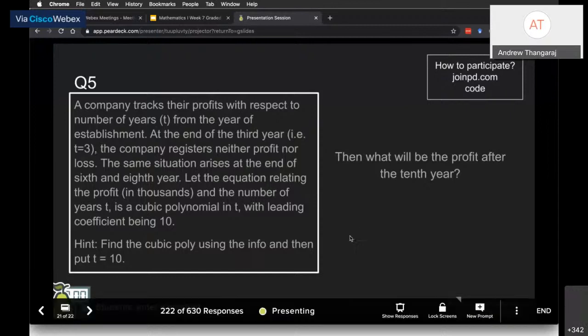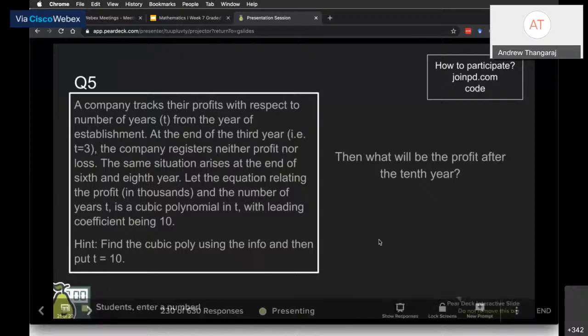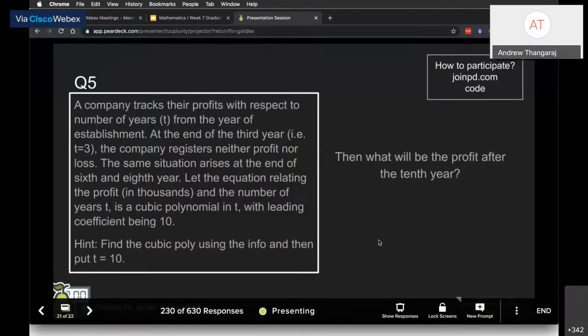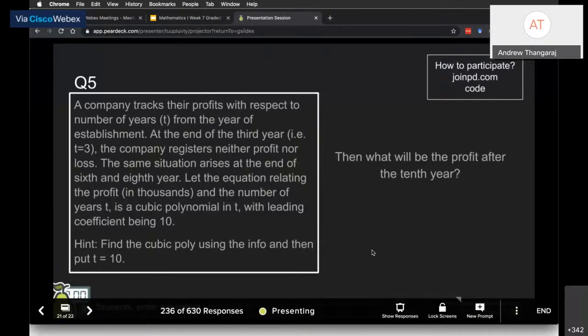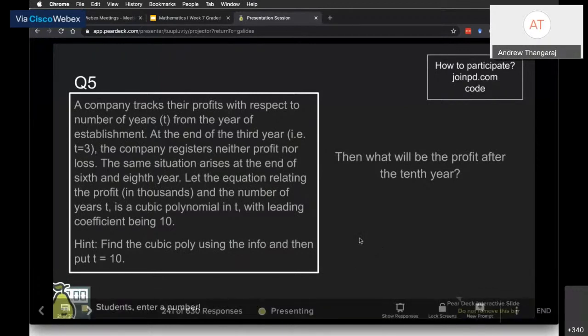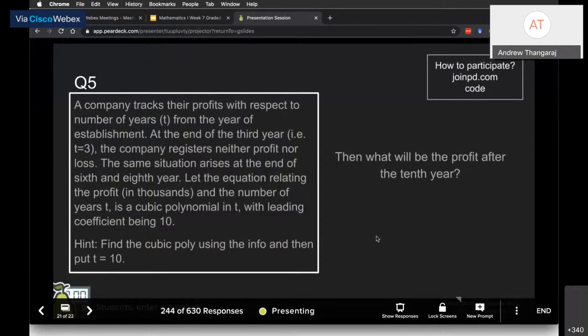One more minute to go. Please put in your answers. There's no posting in joinpd.com. You just have to enter the answer. That's enough. It gets registered.